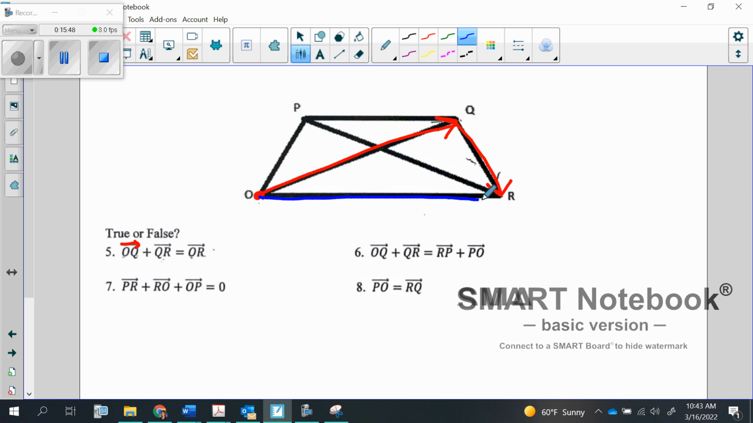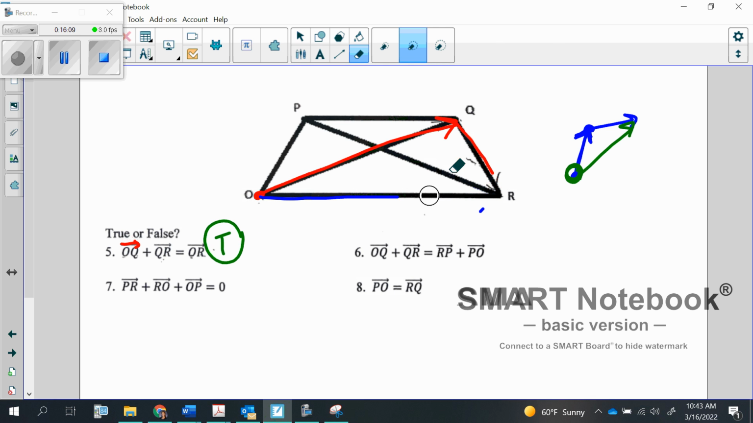Remember, when we add vectors, we add them head to tail. Wherever the first vector ends, the new vector should start, and the resultant goes from where the first vector started to where the last vector ended. In this case, that's exactly what happened, so this would be true. Okay. Number 6, moving to the other side.